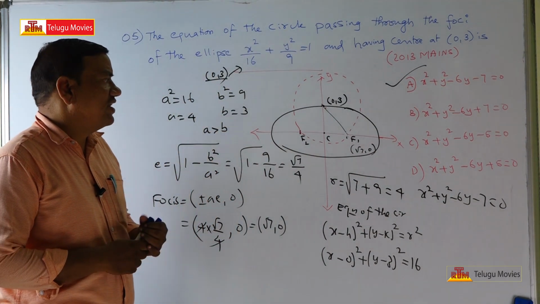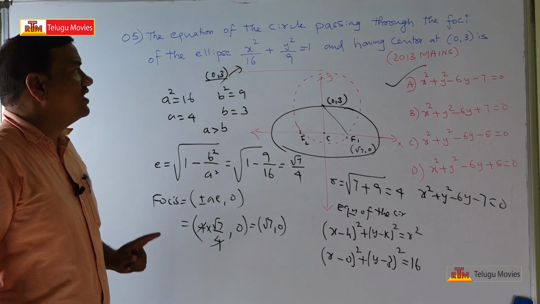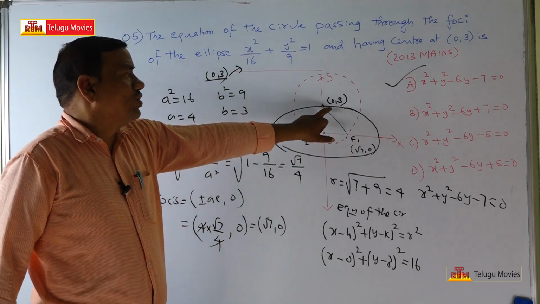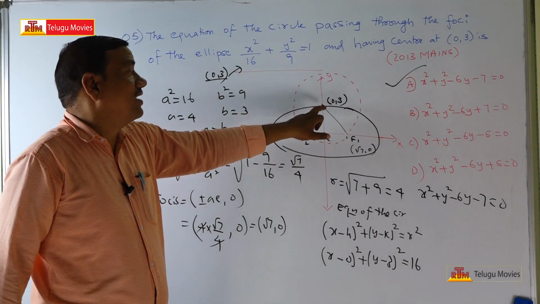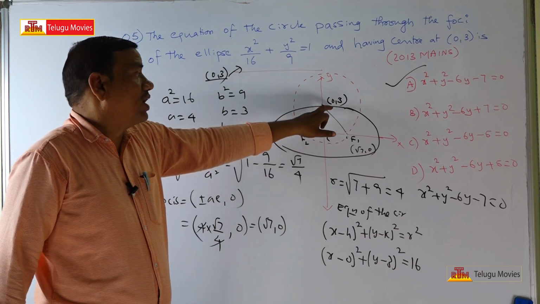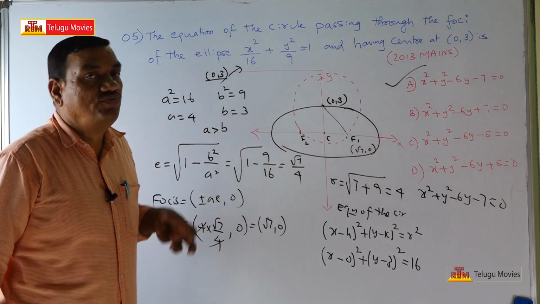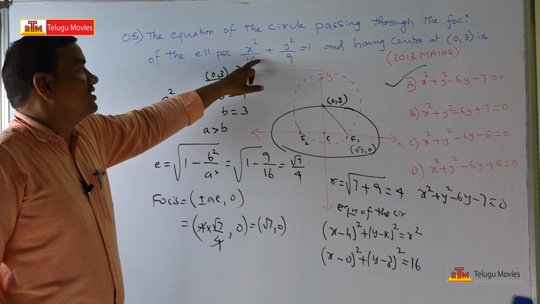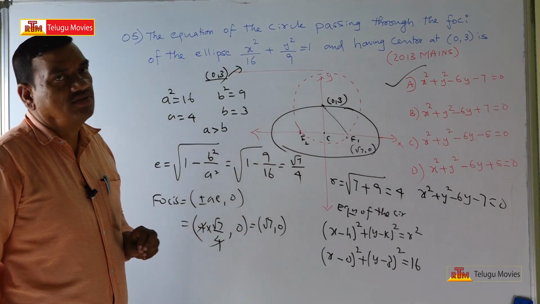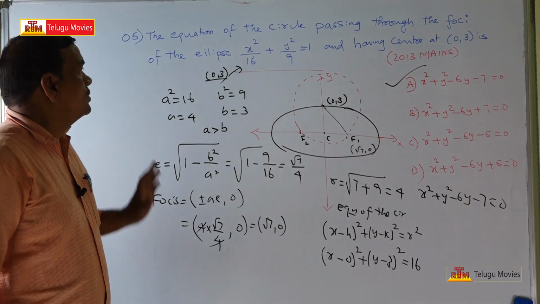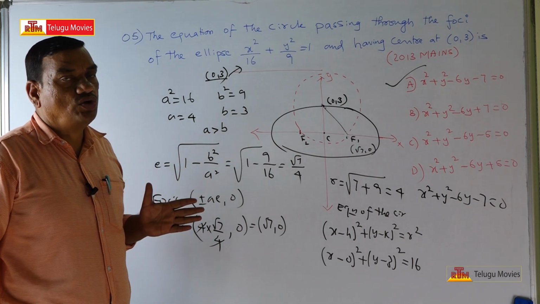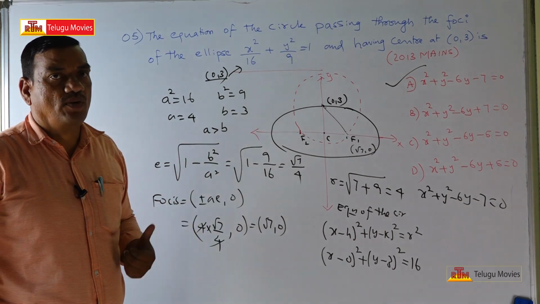Okay, now, so it's a very, very easy problem. The only thing is that 0, 3 lies on the ellipse. If you understand that concept, everything is a very, very easy problem. Okay, so I hope that you understand this solution. So let us go for the next problem.